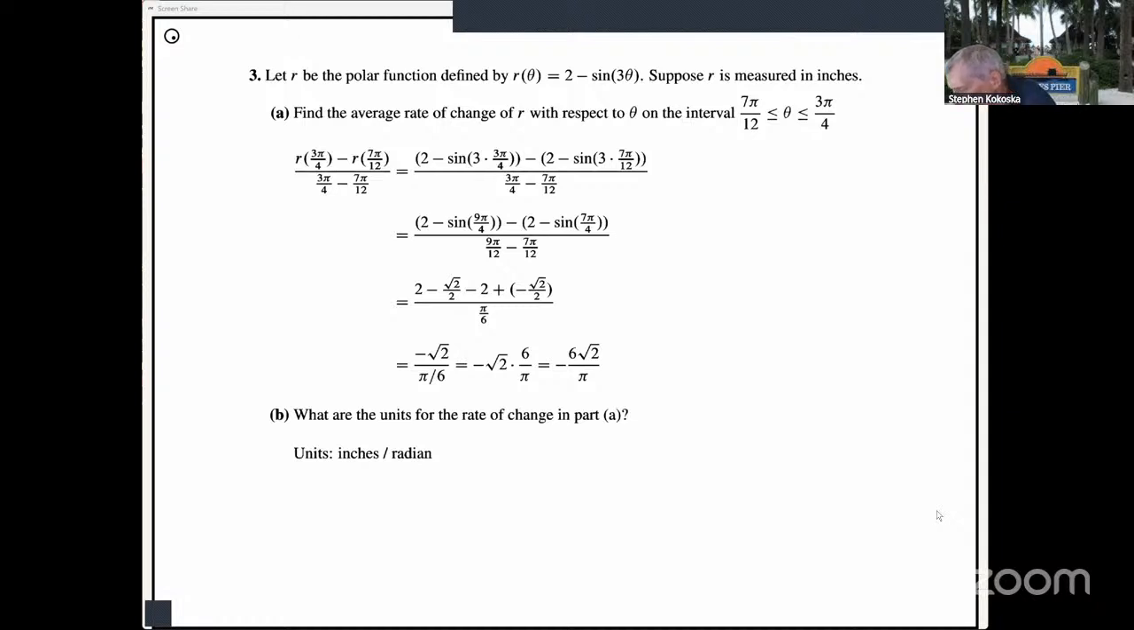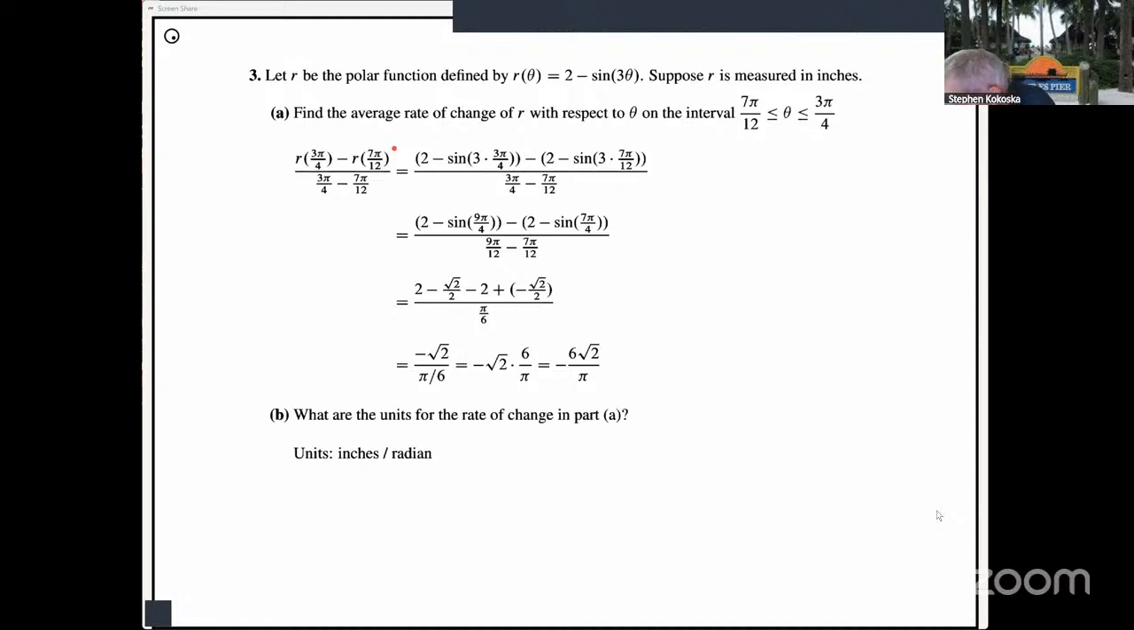So the first thing is, let's see if we can find the average rate of change of r with respect to theta in that interval. Kind of a weird interval, 7 pi over 12 to 3 pi over 4. I picked that so that the argument of that sine would work out reasonably, so that I could actually do this one by hand without going to the calculator.